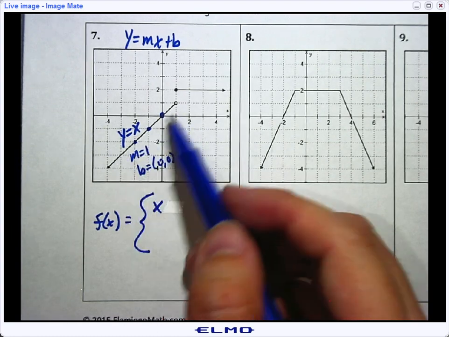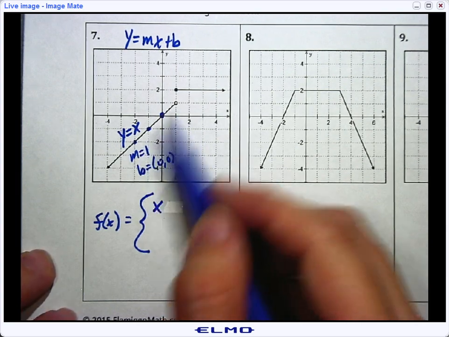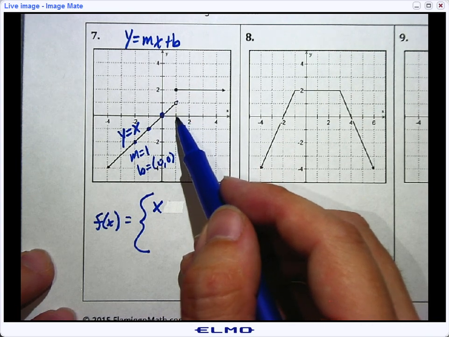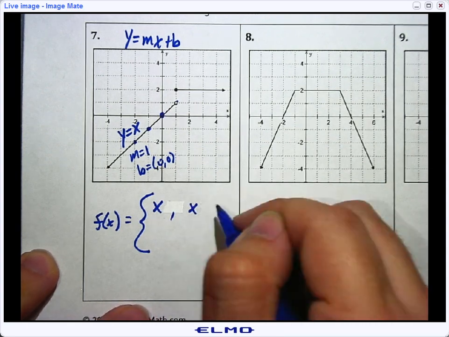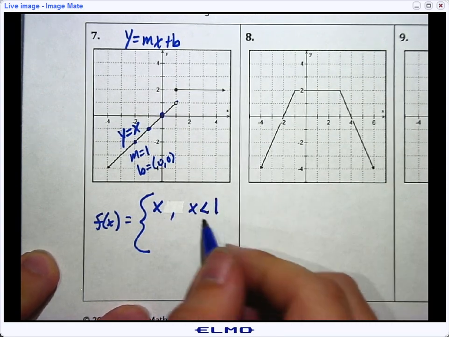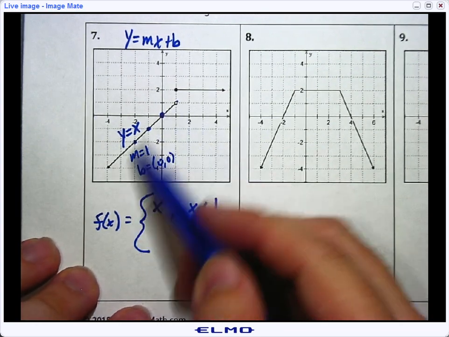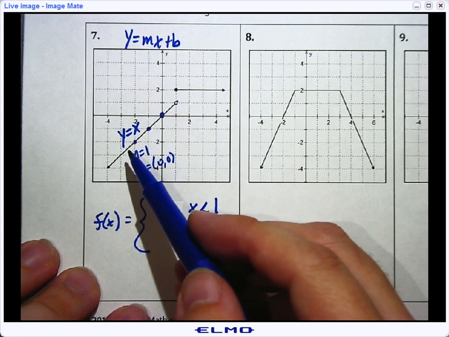Now, when does this line work? When do we fall on this line? Well, I'm on this line if my x is less than positive 1. Notice, it's an open circle, so 1 is not included. So when I write the restriction, it's x less than 1. You do not underline. So if x is less than 1, I'm on the graph f of x equals x or y equals x. Okay?